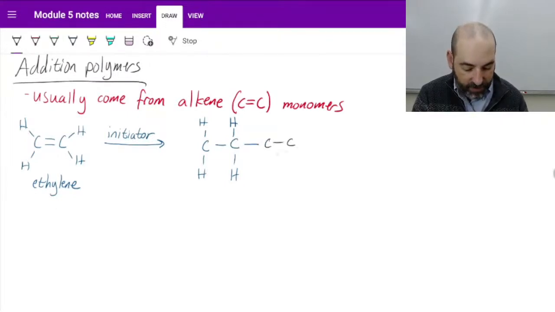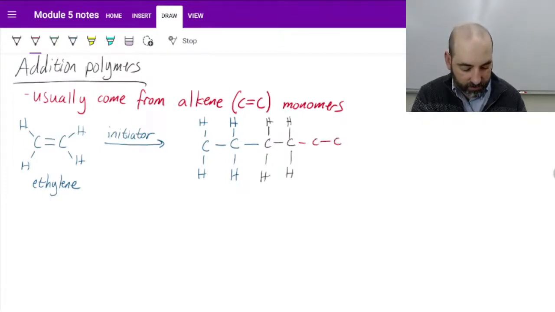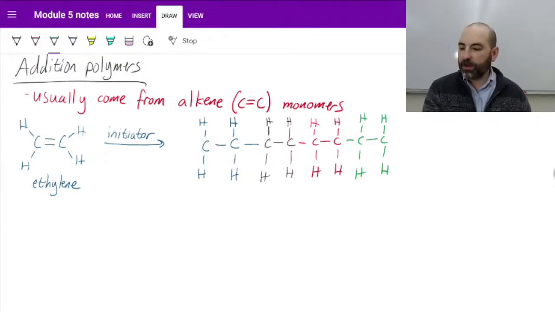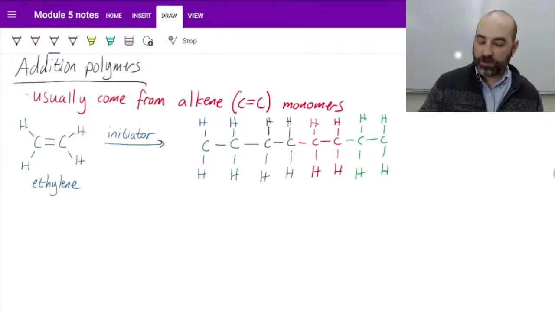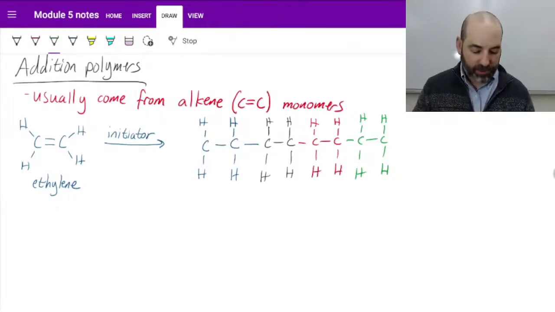I'll use a slightly different color to show that. And then that continues over and over and over. And you can see from the colors, hopefully you can see a contrast even if you can't see the actual colors, that this kind of keeps going over and over again in these individual monomer batches. So we lose the double bond and we connect the monomers together.